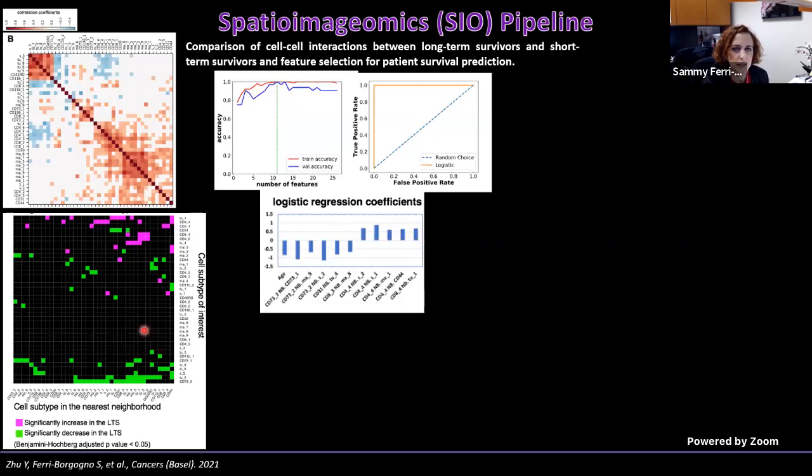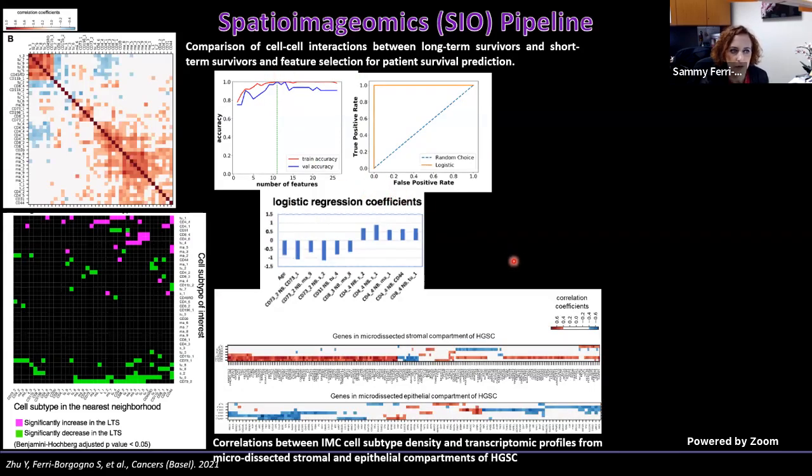So we compared the spatial cell interactions between ovarian cancer long and short-term survival patients and utilized the nearest neighbor analysis for feature selection to predict patient survival by logistic regression. As you can see, we identified a signature of 11 neighborhoods. So basically, it's two cells that are close to each other, and the combination of these 11 neighborhoods plus the age of the patient, we built a model, and this model is able to discriminate the long from short-term survival with very high sensitivity and specificity.